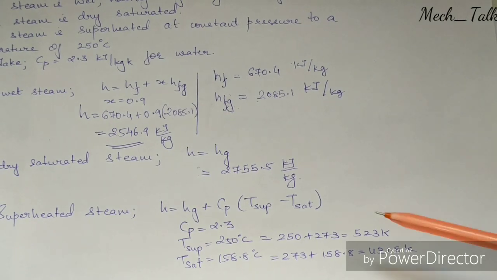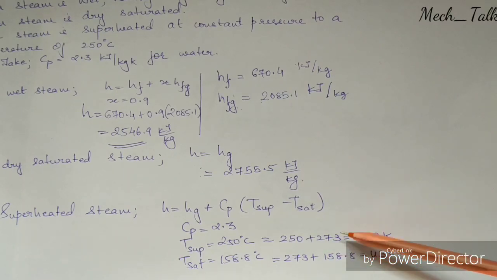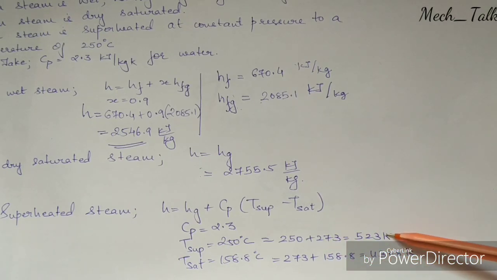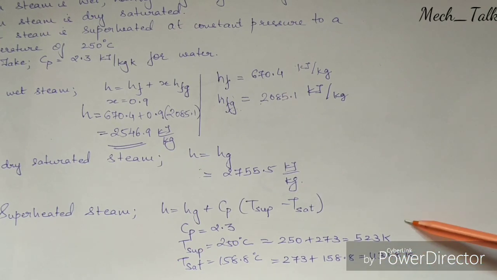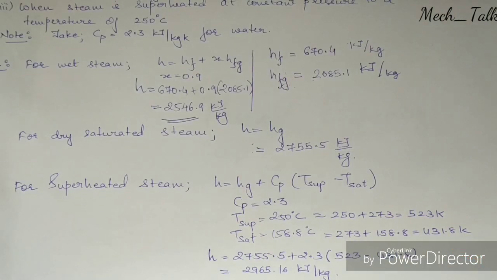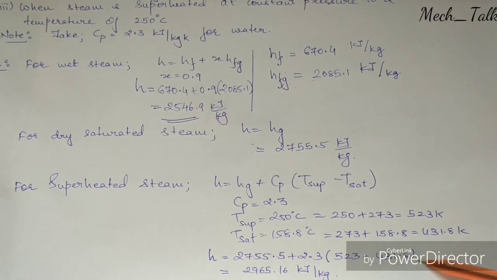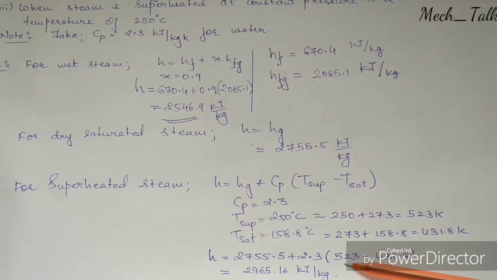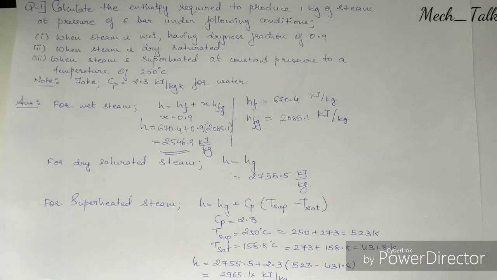Now converting these values into Kelvin, we need to add 273, and hence we will have these temperatures as 523 Kelvin and 431.8 Kelvin. Substituting all these values in this equation, the value comes out to be 2965.16 kilojoule per kg. This is the value of enthalpy for superheated steam.